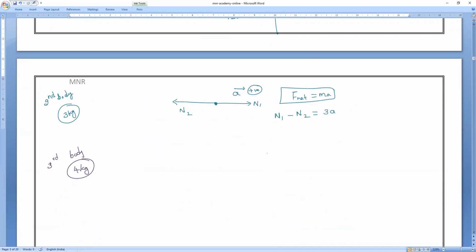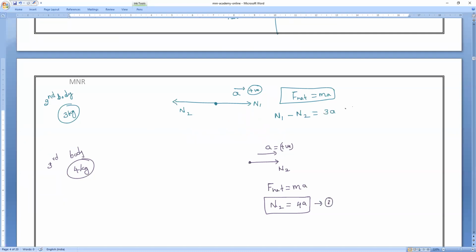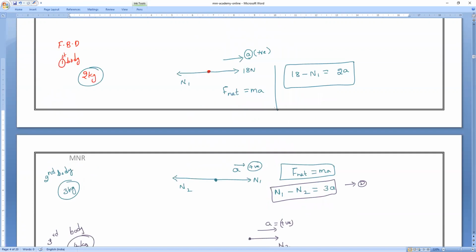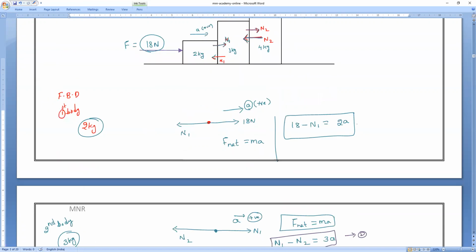The acceleration is also forward, and one and only one force is acting, which is N2. So F net is equal to MA. What is the answer? F net is equal to N2, which is equal to 4A. Understood? Equation 3, and this is equation number 2. And the first equation is 18 minus N1.